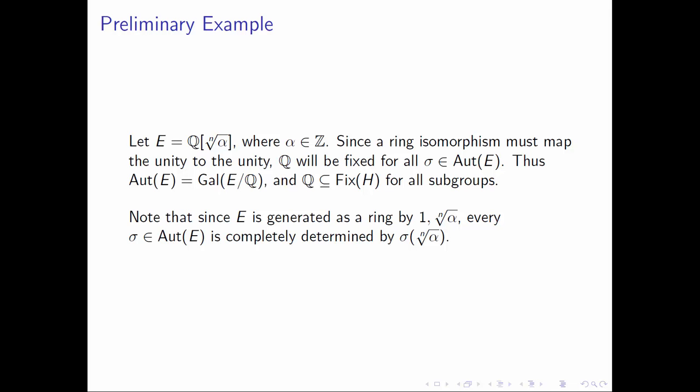Similarly, we'll have that the rational numbers are contained in the fixed field of H whenever H is any old subgroup of the automorphism group of E. Now I want us to note that since E is generated as a ring by 1 and the nth root of alpha, every single element of the automorphism group of E is completely determined by sigma of the nth root of alpha. That's not really relevant to what we did in the paragraph above, but this is going to be useful to us as we work with examples, and just for us to remember.